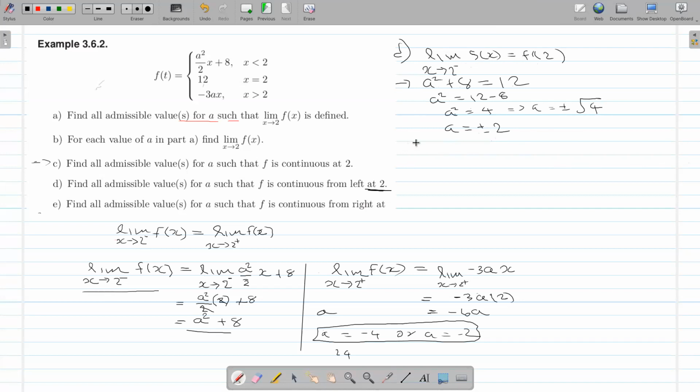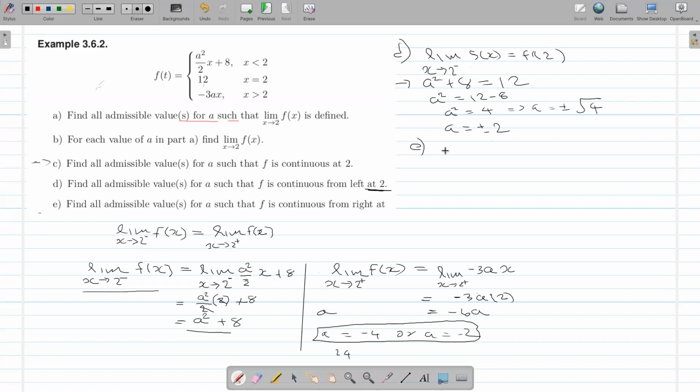Okay. Can you do E? Okay, I'll give a few minutes, if you can find E and send the answer for E. Okay, good.